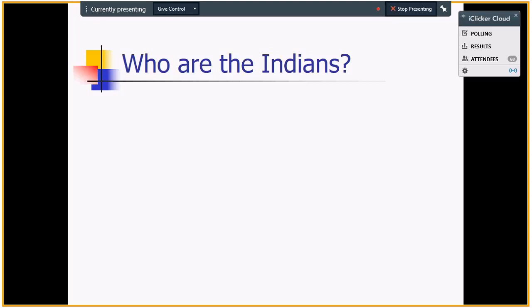So we continue to try to identify who these folks are. Now, the best theory, the best explanation that we have to date, it's what's known as the migration theory. This is the best explanation to date because we have good, solid evidence to back this up.